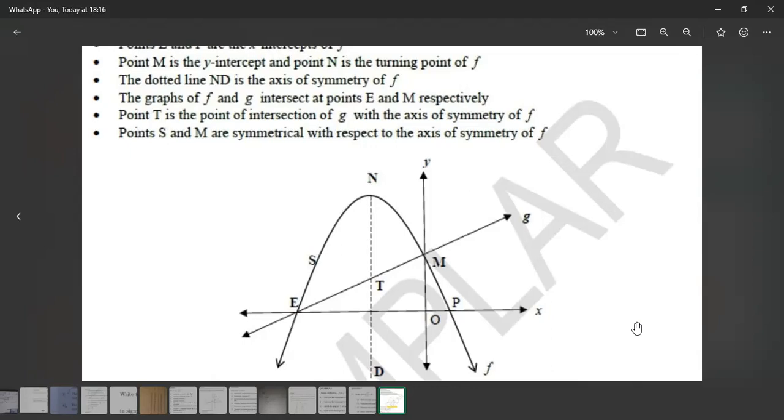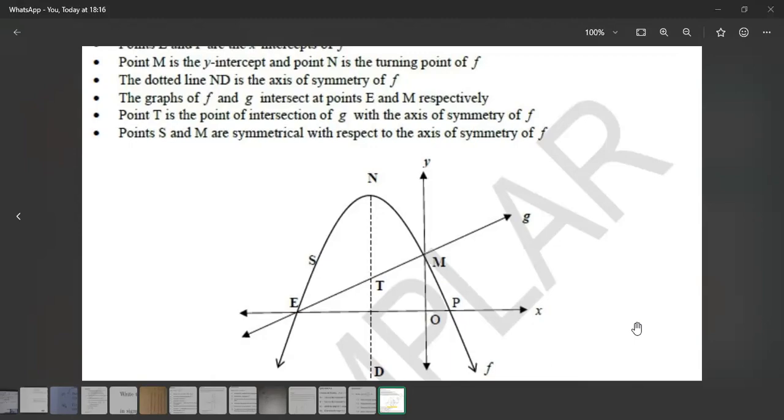So by that, they were telling you that the x coordinate of T is -2. That's what they were telling you. So you now know the x coordinate. Yours is to find the y coordinate at T. Of course, you substitute -2 into the equation of g. So let's go and do that.